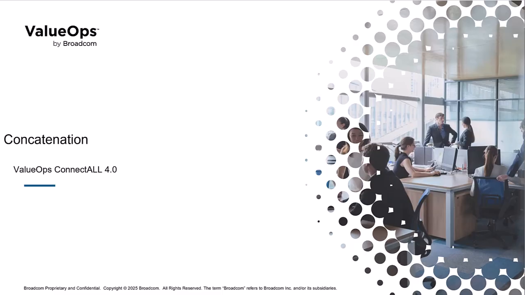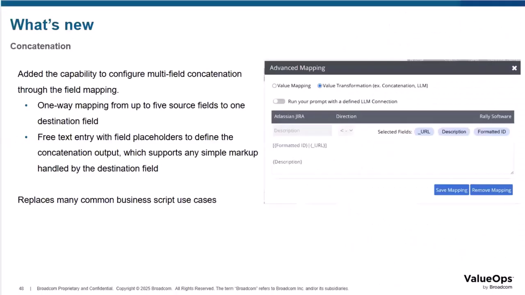Concatenation. This is a continuation of the advanced field mapping options in ConnectALL, and also from what we've heard from the field, the number one use case for business scripts. So what have we done here? We've simply added the ability to configure multi-field concatenation directly through field mapping.